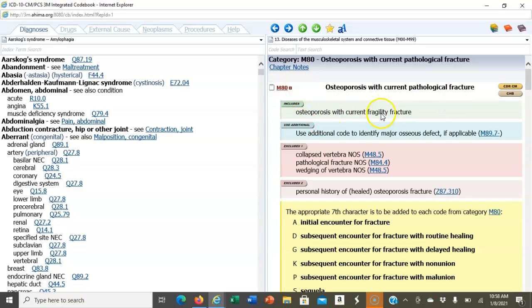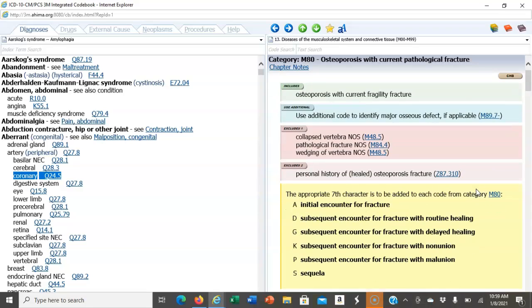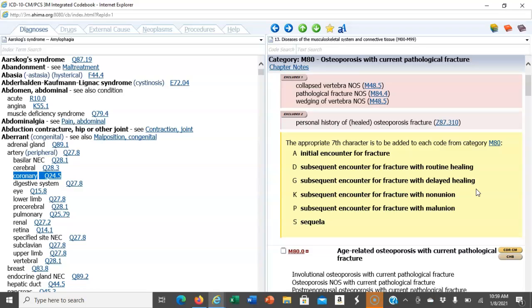When we're looking at this category, this includes osteoporosis with current fragility fracture. We have an instructional note to use an additional code to identify a major osseous defect if it's applicable. We have an excludes one note, and this is for a collapsed vertebrae, a pathological fracture NOS, which means it's not associated with osteoporosis, and then wedging of vertebrae. Now, if the patient has a personal history of a healed osteoporosis fracture, there's a code Z87.310 that we would apply to those patients. That's why you have an excludes note 2.